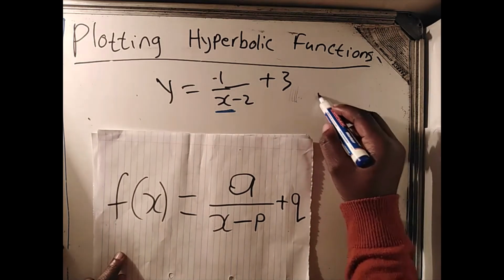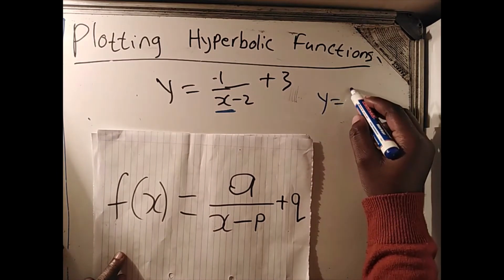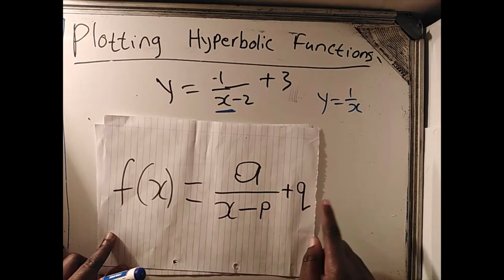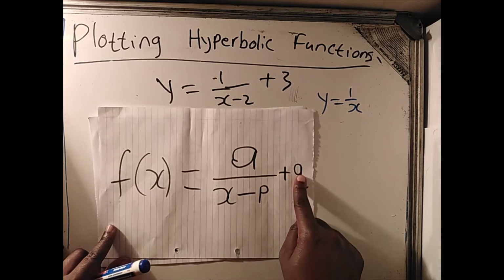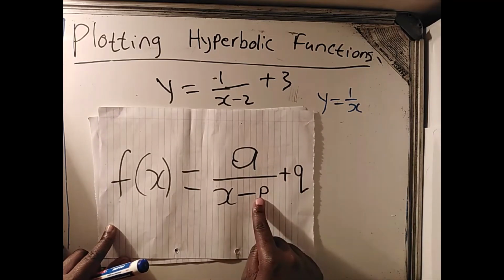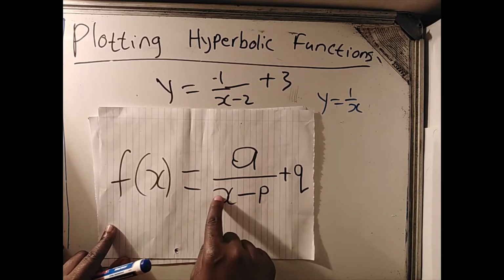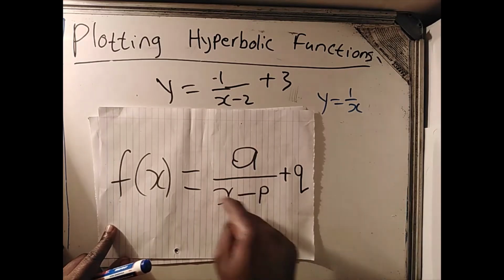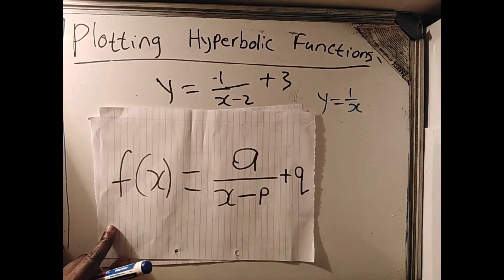So you will have something like this as well: y is equal to 1 over x. The question is, is this a hyperbolic function? Yes, this is a hyperbolic function. In this hyperbolic function, our q is 0 and our p is also 0. So the biggest indicator of a hyperbolic function is the x that is on the denominator part of whatever is on the right hand side.